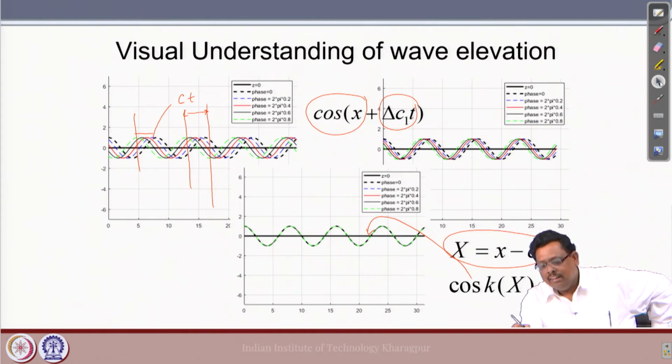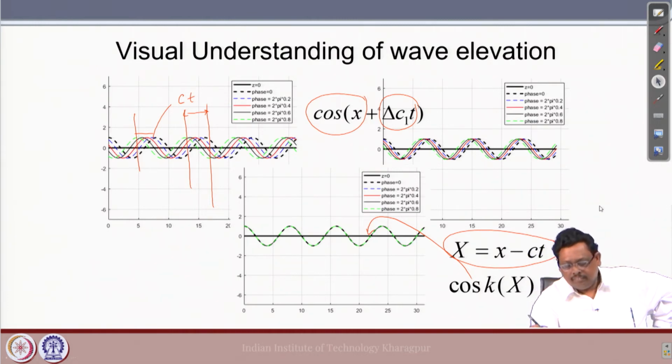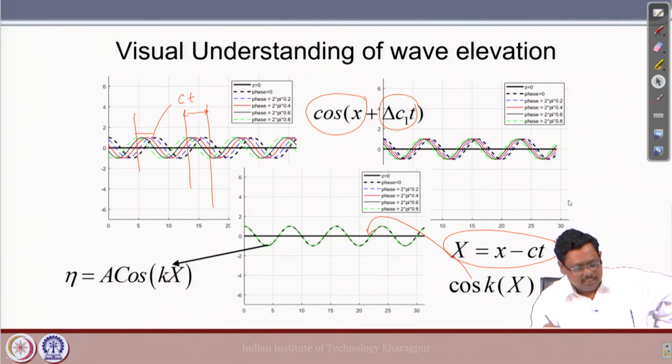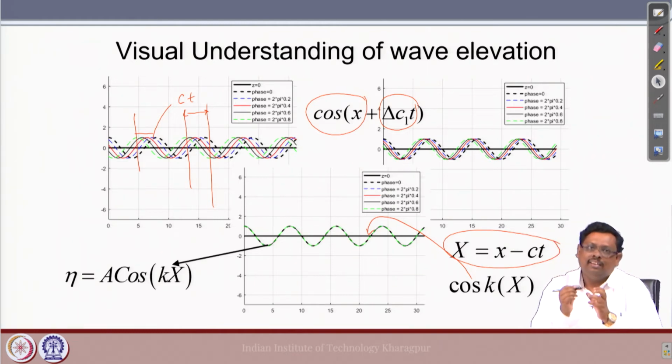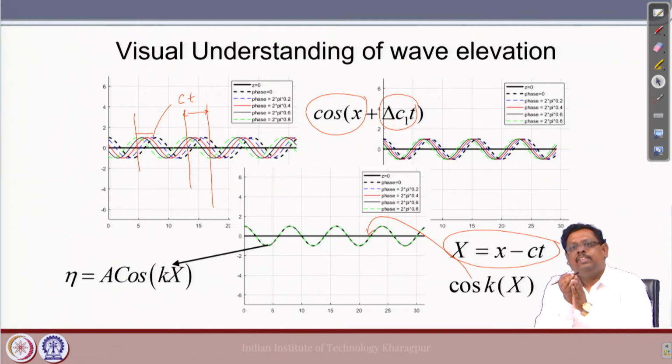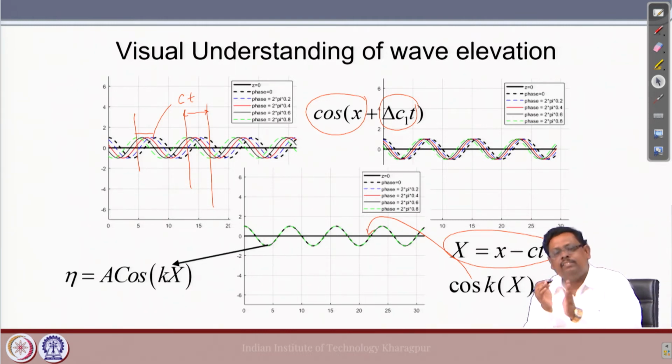So, here the point is, if we assume this x minus c t, then visually I can see there is only a single wave, and the equation of this wave can be written in the form eta equal to a cos k x. This is the idea: I am assuming that the velocity of the wave is c, so at time t it is moving as x minus c t, since that is how it is progressing.